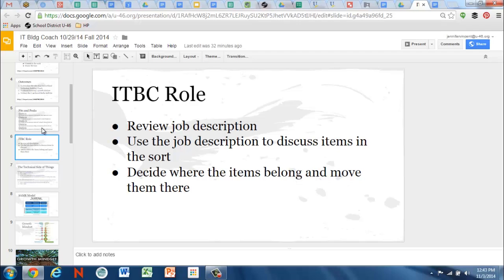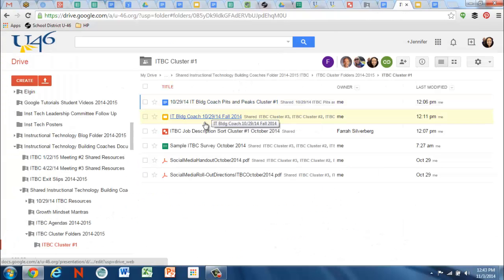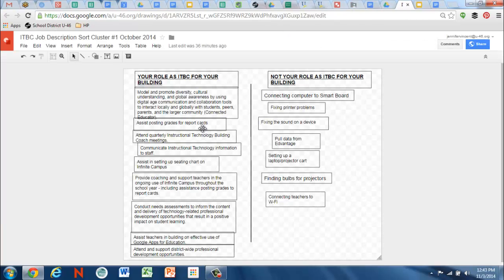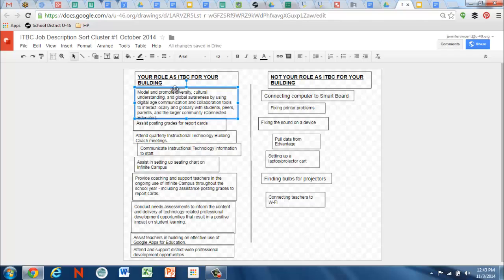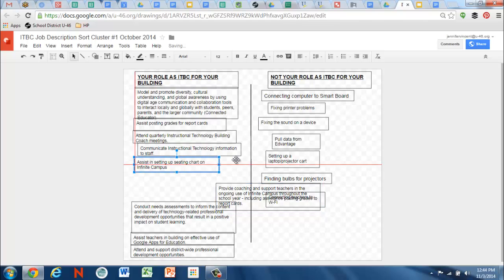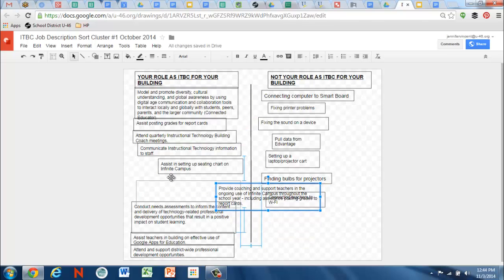And then back in this folder, you should have your job description sort. So we use Google Drawing. For this activity, we use Google Drawing to create a sort, and then each cluster sat down in small groups to decide where they would place different pieces from the job description. So you can see how these were all kind of in the middle here, and then they had a discussion and moved things left or right depending on which column they thought they fell into.